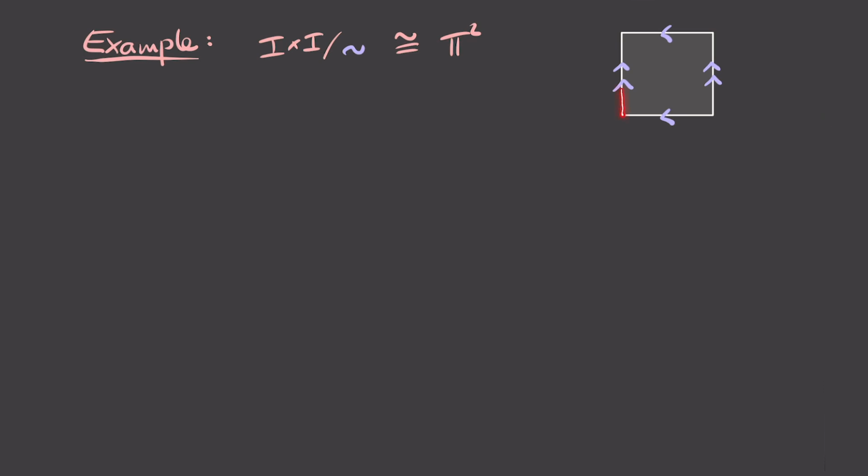So we are identifying this boundary here with this boundary on the opposite side, but in the same direction. So some point here would be identified with a corresponding point on the other side. And similarly, we'll identify the top boundary with the bottom boundary, again in the same direction. So for example, this point here would be identified with that point.